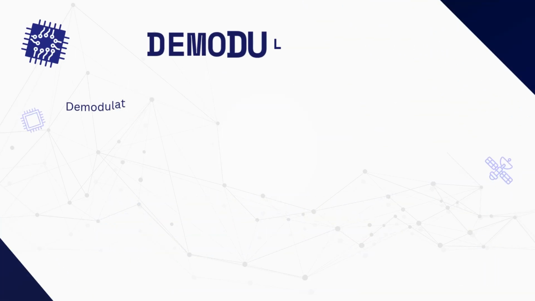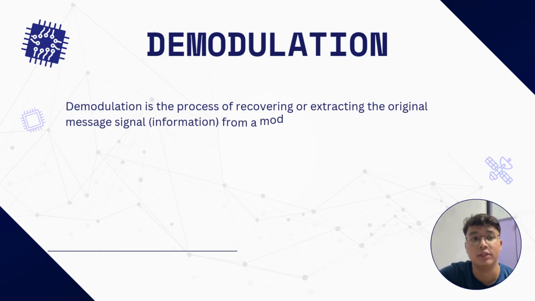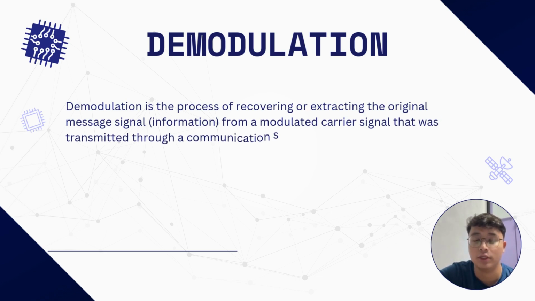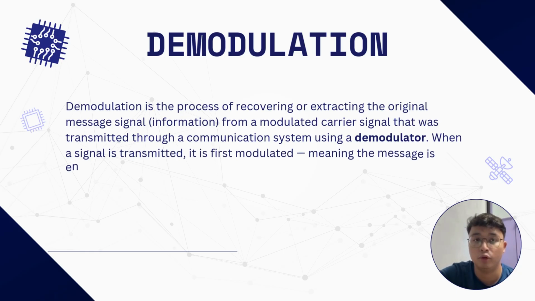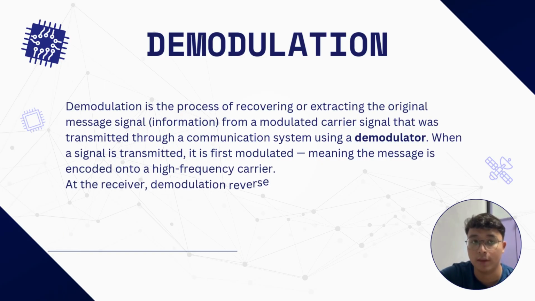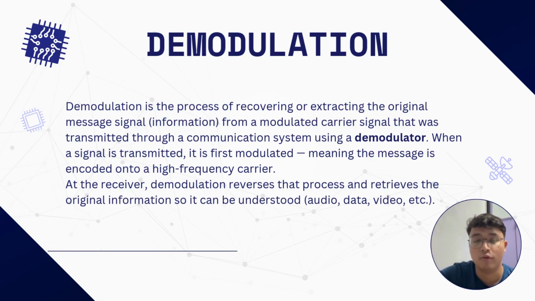So right now I'm going to explain about demodulation. What is demodulation? Demodulation is the process of recovering or extracting the original message signal, which is the information, from a modulated carrier signal that was transmitted through a communication system using a demodulator. When a signal is transmitted, it is first modulated, meaning the message is encoded onto a high frequency carrier. At the receiver, demodulation reverses that process and retrieves the original information so that it can be understood. For example, audio, data, video, and so on.